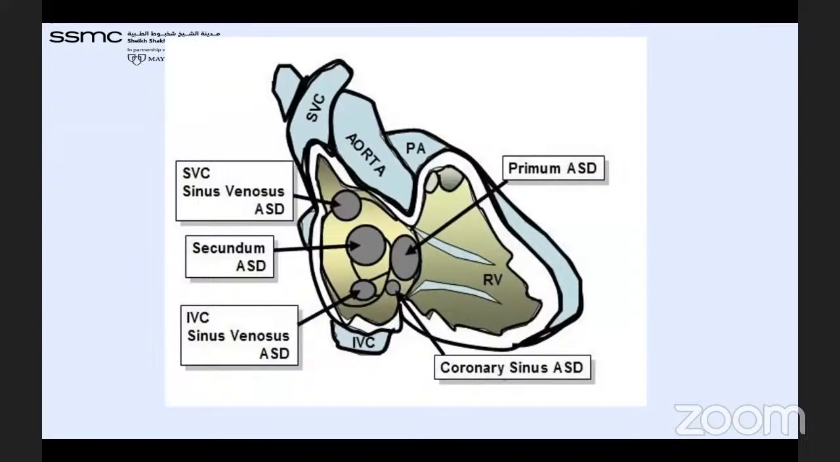So these are the positions in a diagrammatic way, if you can see. So this is the superior vena cava coming, this is the inferior vena cava, this is the right ventricle, and this is the pulmonary artery. So as you can see, this is the sinus venosus. This is the most common one, the secundum ASD, and then the primum ASD, and this is the inferior vena cava or sinus venosus ASD. Coronary sinus ASD is very, very rare.